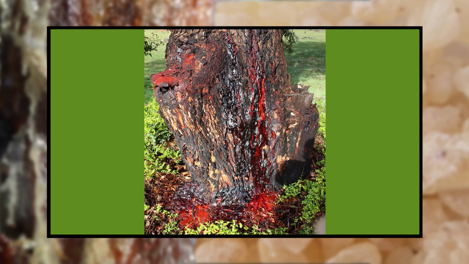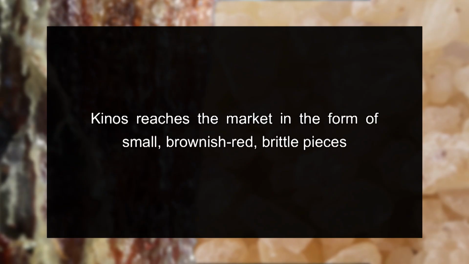Another type of resin here is kino. Gum kinos are produced by several plant species. Malabar kino is derived from the dried juice of Pterocarpus marsupium, a large tree in India. Trees are tapped and the juice is boiled down. It reaches the market in the form of small brownish red brittle pieces.